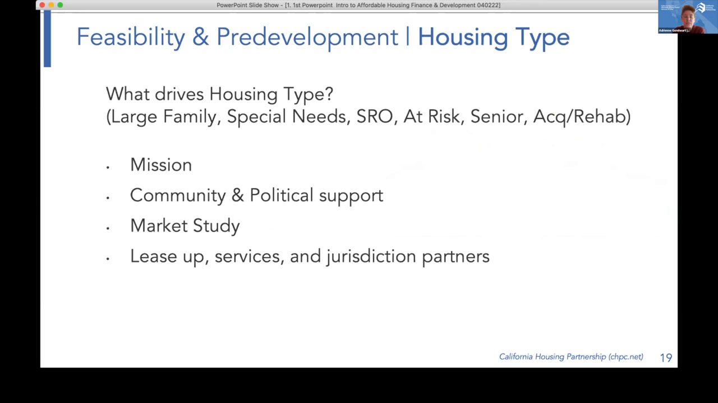All right, housing type. So what drives your housing type? Housing types may be one of the types listed here: large family, special needs, SRO or single room occupancy, at risk, senior or acquisition rehab. What is the mission of your organization? It's definitely important to make sure that the type of project you're working on aligns with your mission. Perhaps the community or local political leaders are interested in a certain type of housing. The market study: what can be supported in the area that you're looking to develop in, as well as the partners you're working on, available resident services, and lease-up processes. These are all factors to consider when you're deciding what housing type you'll be moving forward with.